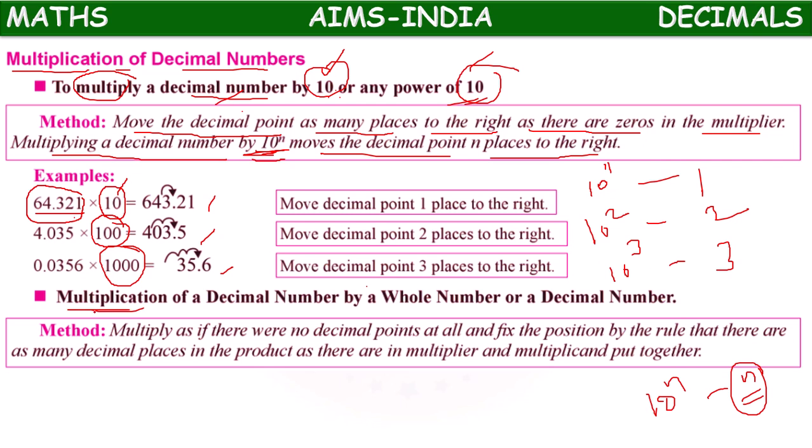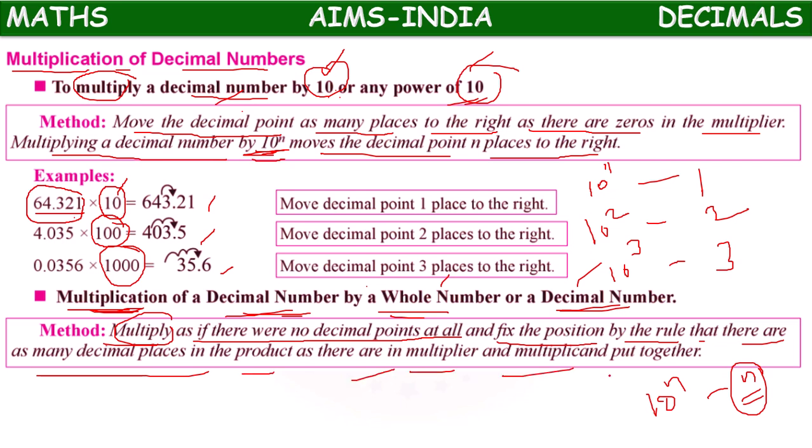Next method: multiplication of a decimal number either by a whole number or by another decimal number. What you have to do is multiply as if there were no decimal points at all. First we assume there is no decimal point, and like normal multiplication, we do the multiplication. After that, fix the position by the rule that there are as many decimal places in the product as there are in the multiplier and multiplicand put together.